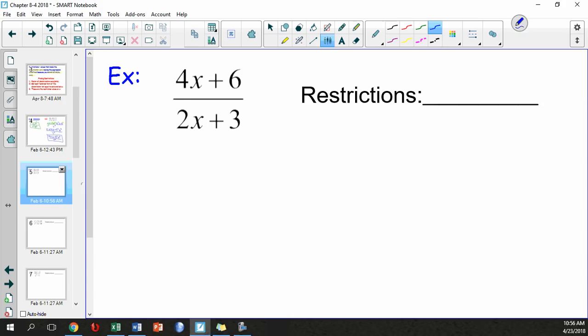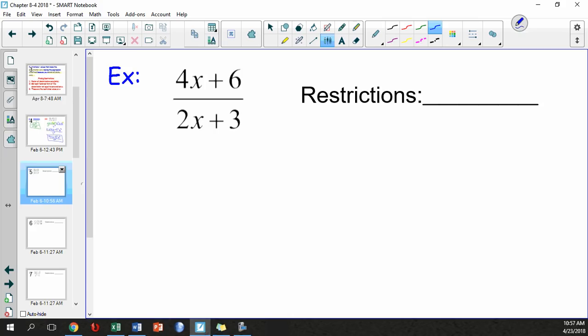Restrictions are what again? Values that make the denominator equal to 0. Now, before we do all of this, we're going to follow those steps. So step 1, do I have any negative exponents anywhere? No. Step 2, what's it say to do? Factor the numerator completely. Please read your paper as I go through the notes.